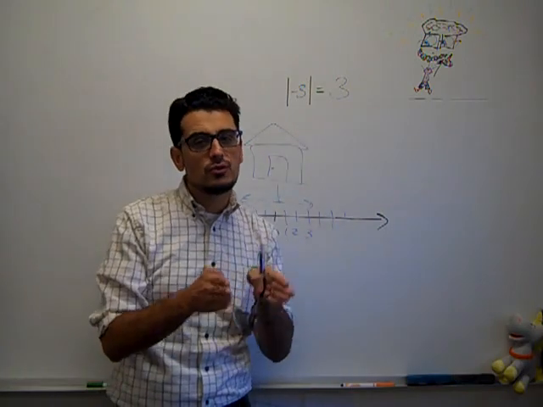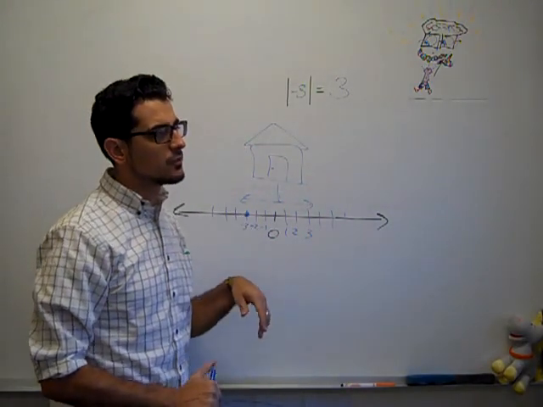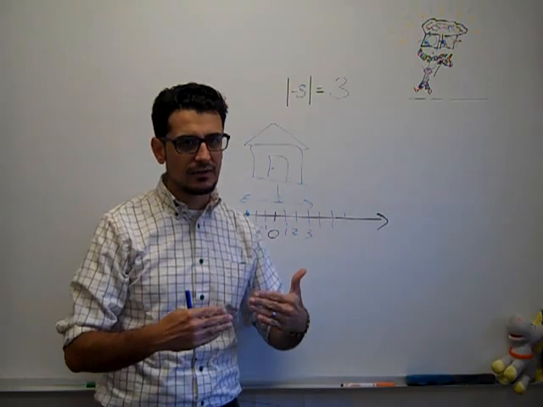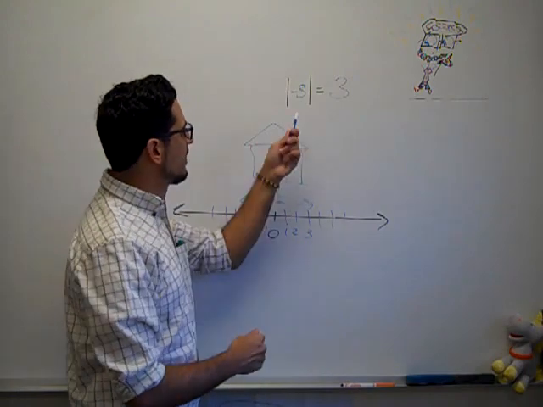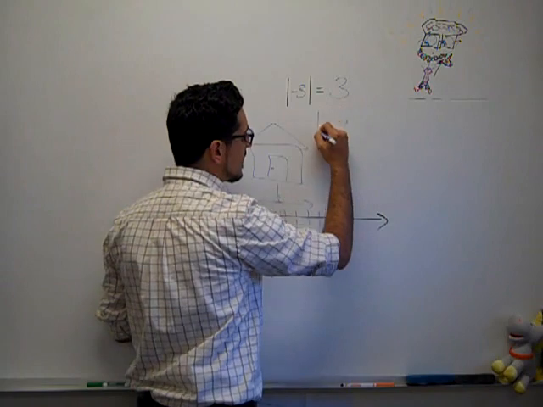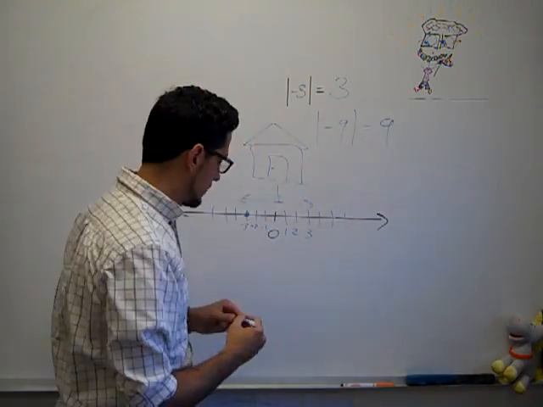So absolute value is distance from zero. And because we're talking about distances from zero, we can't have a negative absolute value. It doesn't exist. Okay? So when I have the absolute value of -3, it's +3. If I said the absolute value of -9, I'm saying that's 9 away from zero. So it's distance from zero, okay?